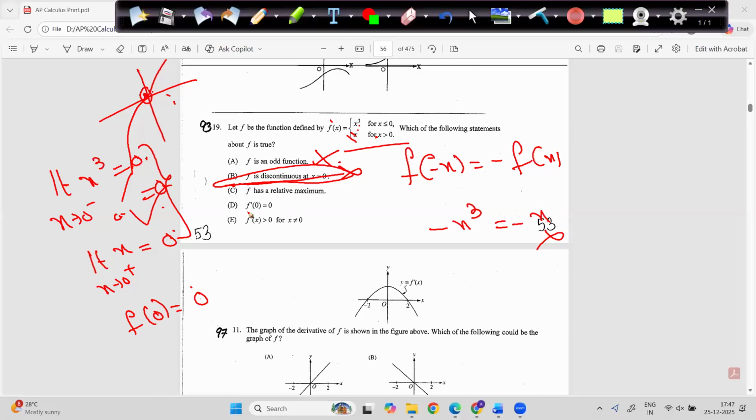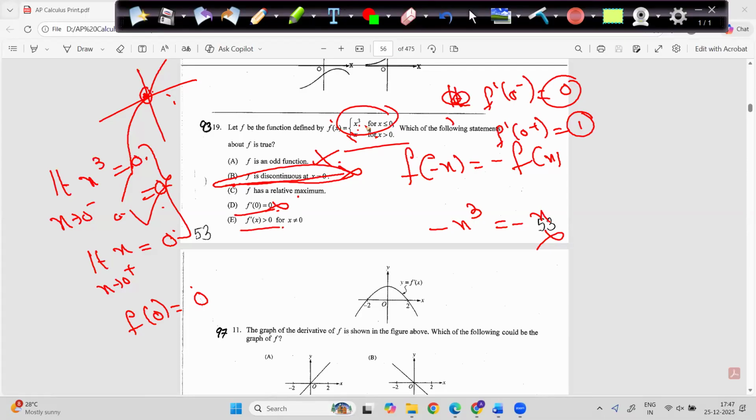This is the graph of C. F dash 0 is equal to 0. The left hand derivative is 3x square, which is 0. The right hand derivative is 1. Left hand derivative is not equal to right hand derivative, so the function is not differentiable, or it has a sharp cusp or curve, so it is not differentiable.